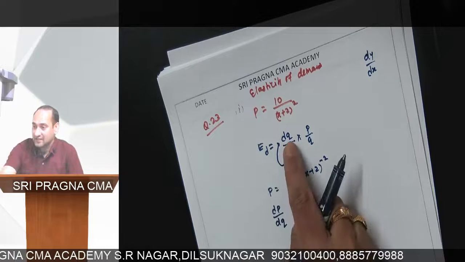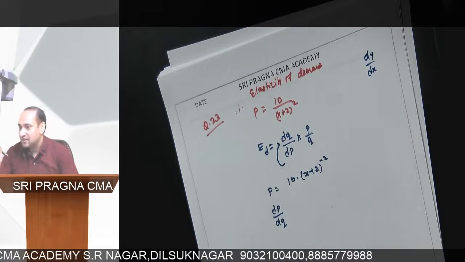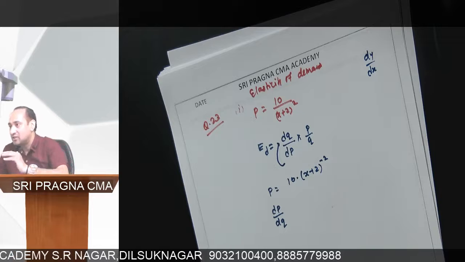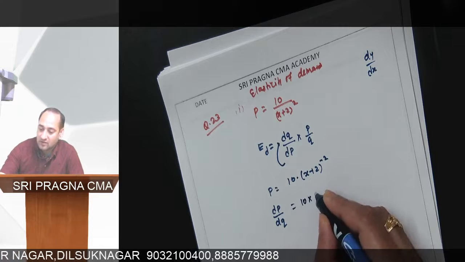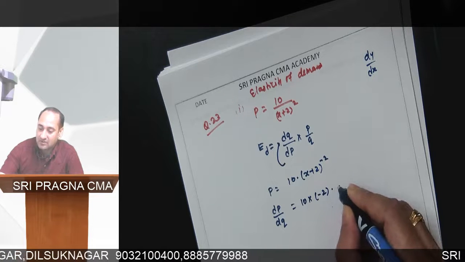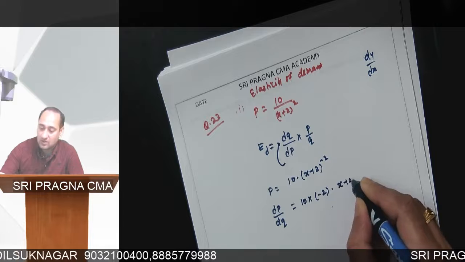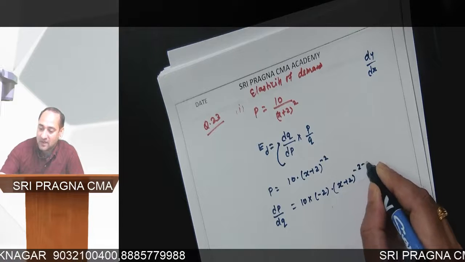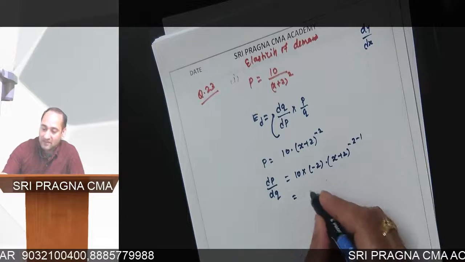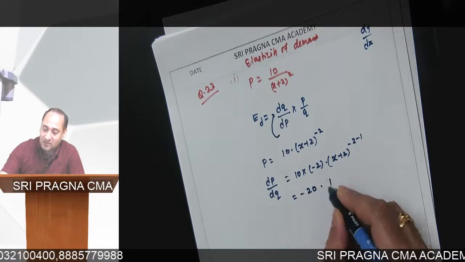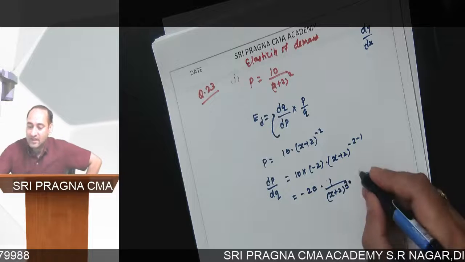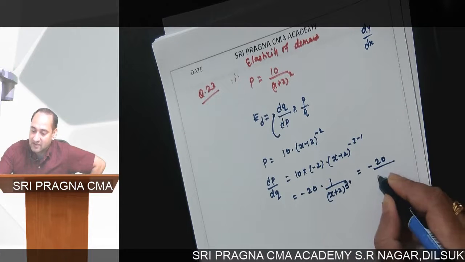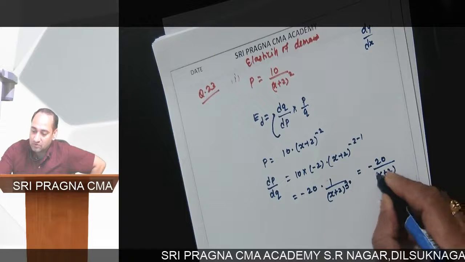Don't use it like this right now. First of all, find the value of dp by dq. After getting dp by dq, just reverse it. So let us do this: 10 into minus 2 into, I am doing the differentiation, x plus 2 to the power minus 2 minus 1. So we have minus 20 into 1 divided by x plus 2 to the power 3. Comfortable? So we have minus 20 divided by x plus 2 to the power 3.